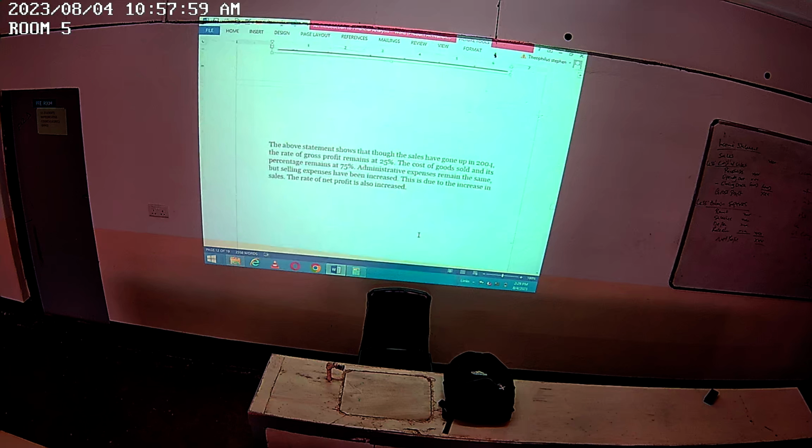The above statement shows that though the sales have gone up in 2004, the rate of gross profit remained 25%. The cost of goods sold and its percentage remain 25%, and the selling expenses remain the same. But selling expenses have increased. This is due to the increase in sales. The rate of the net profit also has increased.